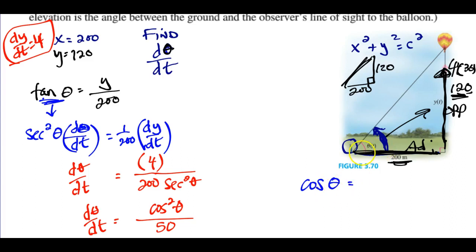So the cosine is defined as what? Adjacent over hypotenuse. Uh-oh, look at that. I do need to find this guy right here, because this is my hypotenuse. So go ahead and finish this up. a squared plus b squared equals c squared. I think this is close to 233.24 after I do the Pythagorean theorem. The adjacent side right here is the 200.